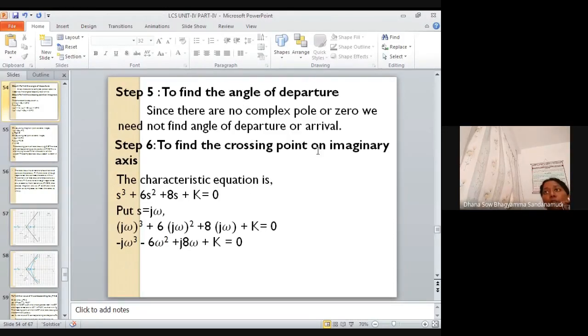Now let us find the crossing point on the imaginary axis. You know the characteristic equation that you have already determined for the closed loop system. Substitute s equal to j omega and simplify it, and later equate the imaginary terms to 0 and the real terms to 0. I'm changing the slide.